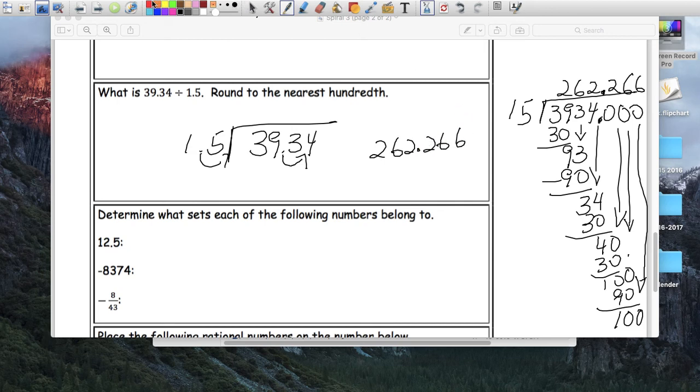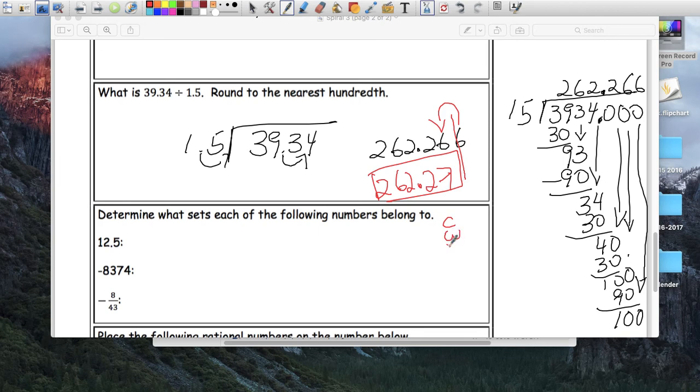And to round to the nearest hundredth means I'm going to cut it right here. Okay, so it's going to become 262.2, and this 6 is definitely going to move that 6 higher. Final answer, 262.27.